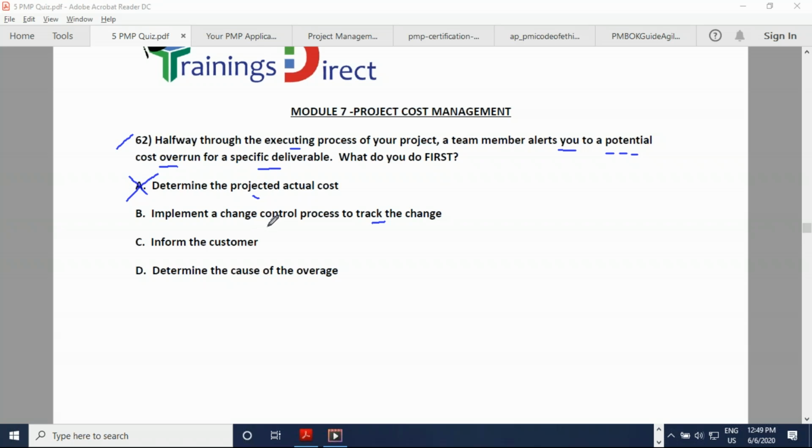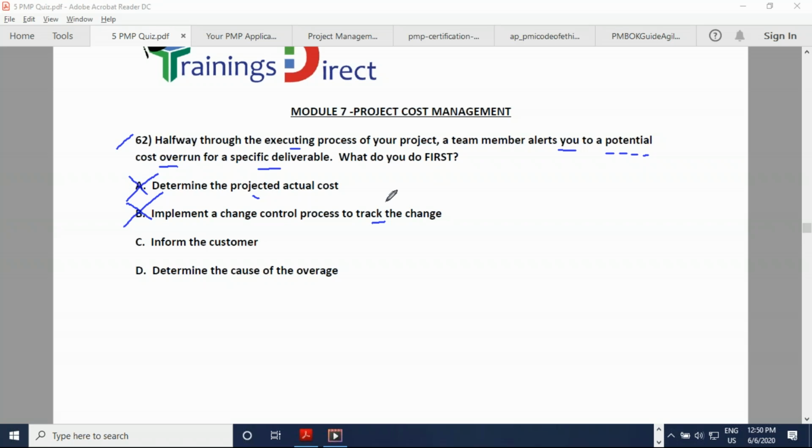Implement a change control process. Implementing a change control in executing is too late. We should have done it during planning. We should have worked out how the change control will be done, and we should have followed that for all kinds of changes. And right now no change has happened. They're only saying that there's a possible change. So tracking the change is not necessary because no change has actually occurred. If the cost has increased, then we may have to take an approval to increase the budget.